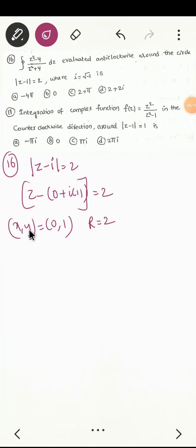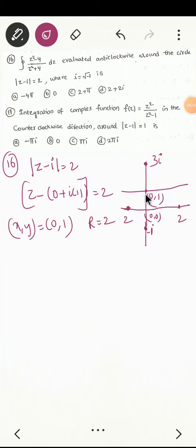After getting up to this point, draw the contour. (0, 1) is, suppose, this, and this is the (0, 0) line. The center is (0, 1), radius is 2. That means from here it will go up to minus 1, here it will go up to 3i, minus i, and here it will be 2 up to 2. This will be the contour, and this is the center. This is a circle only, and this is the center.